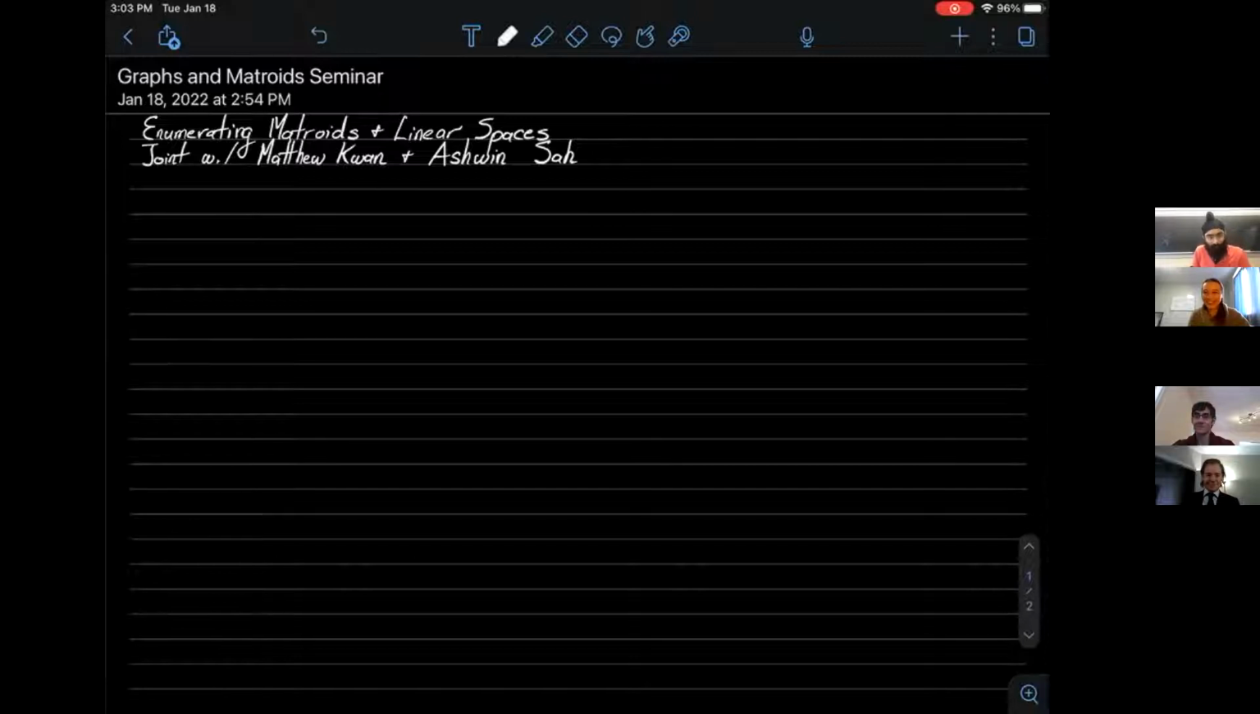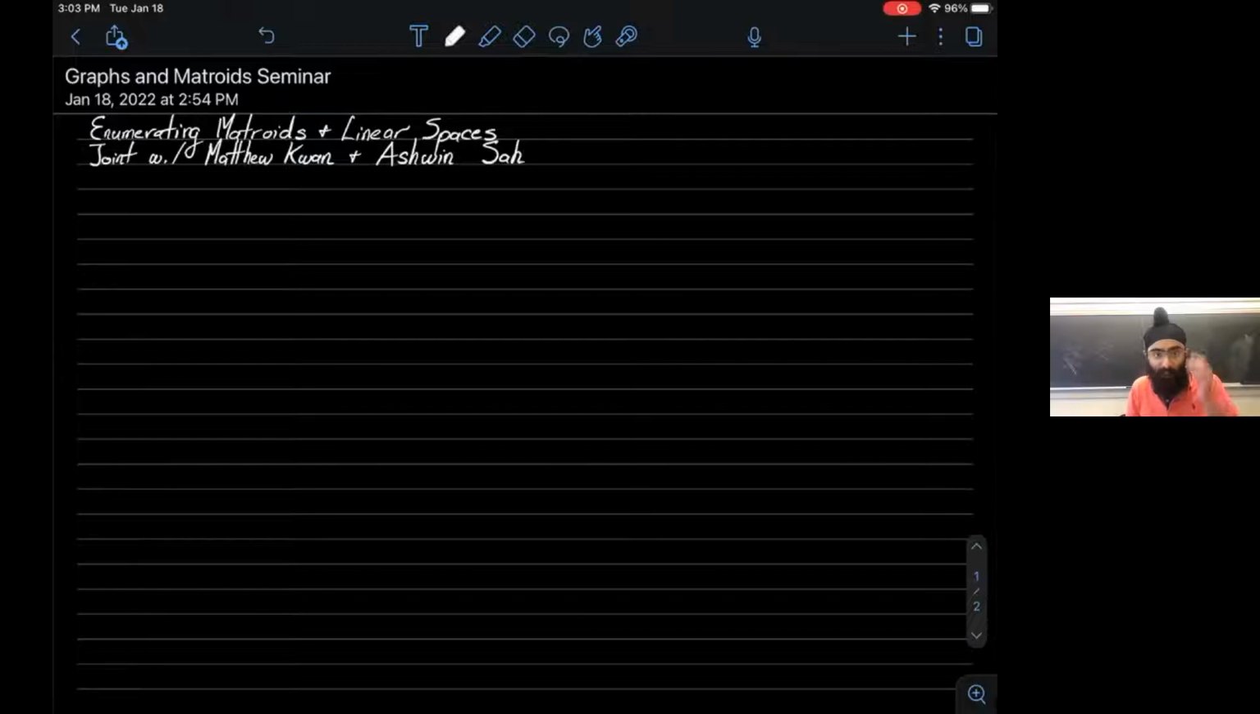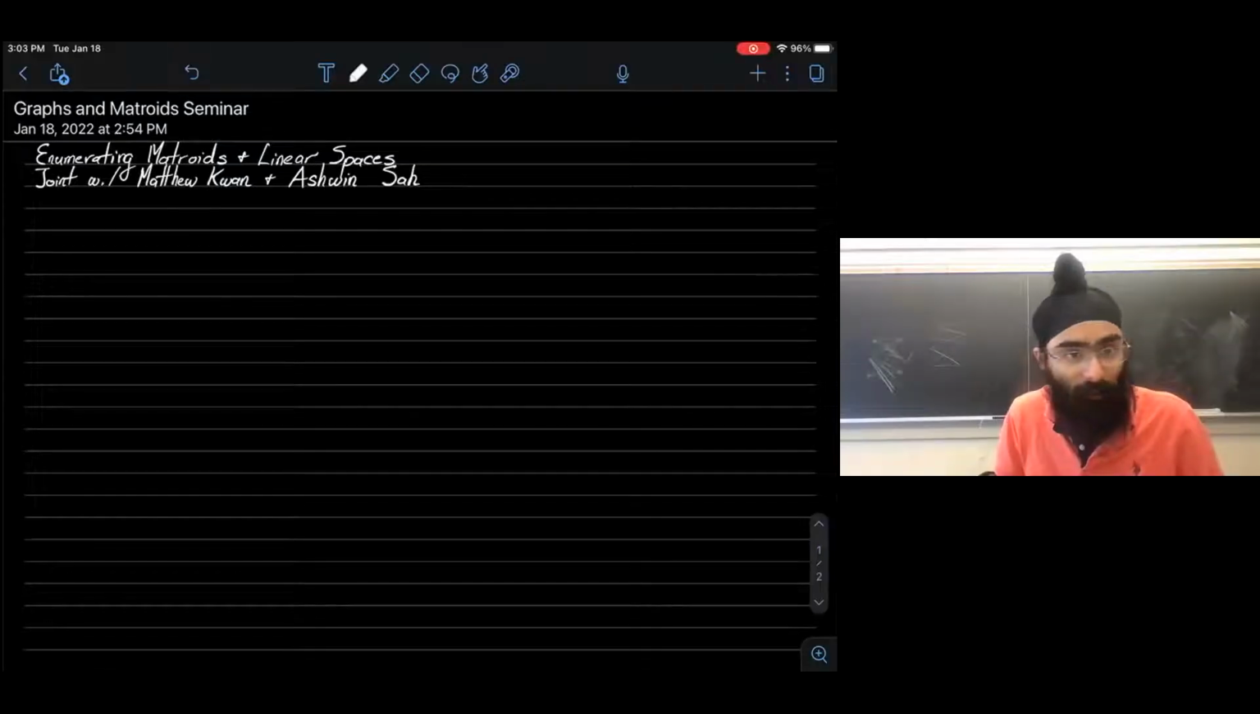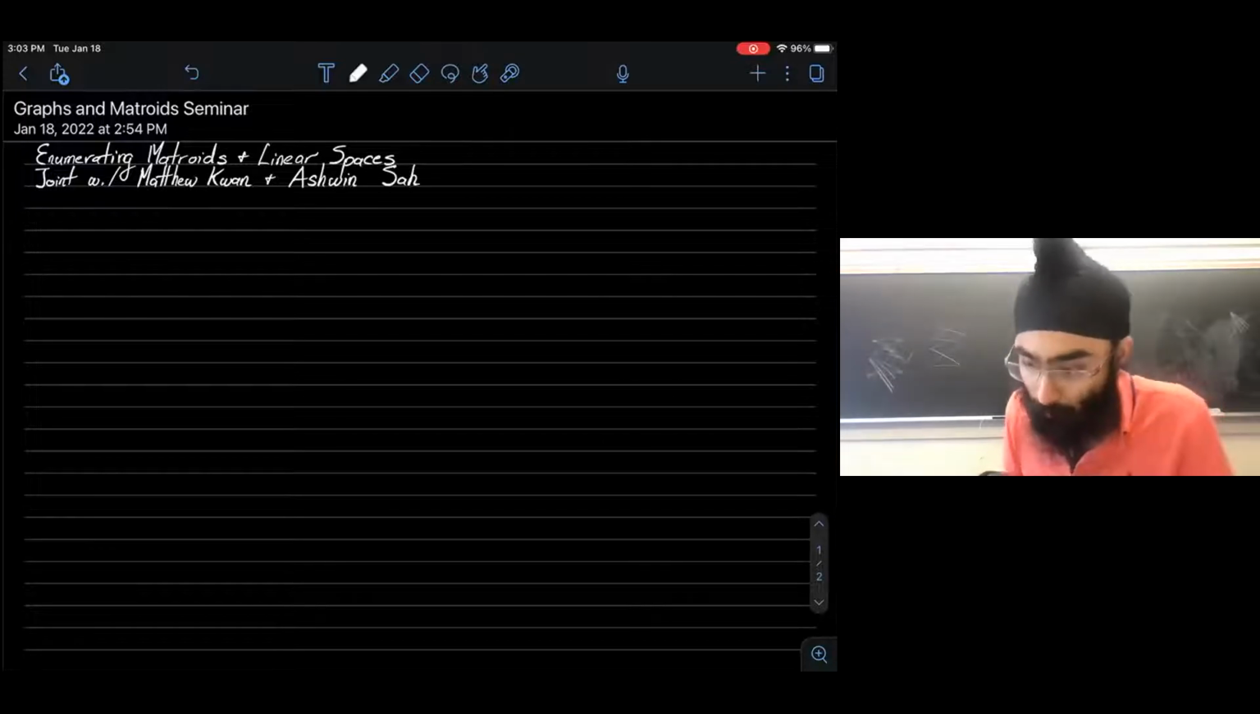So I'll be discussing enumerating matroids in linear spaces, and everything I'll be discussing today is joint work with Matthew Kwan, who is at IST Austria, and Ashwin Shah, who's another graduate student with me at MIT.